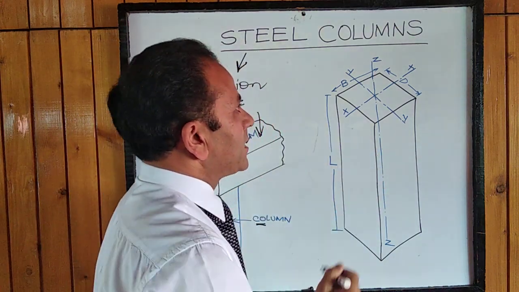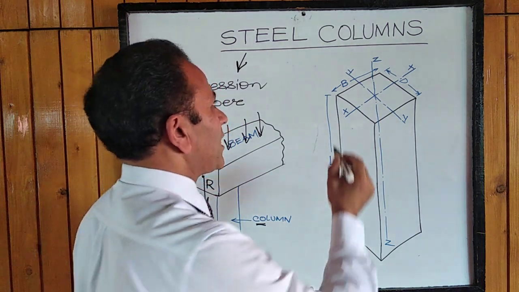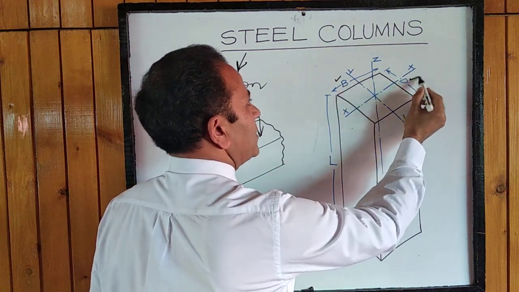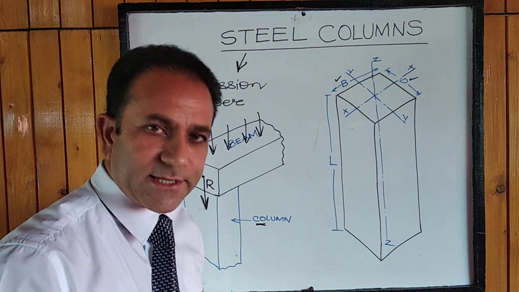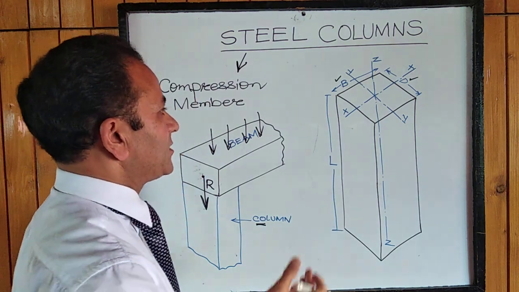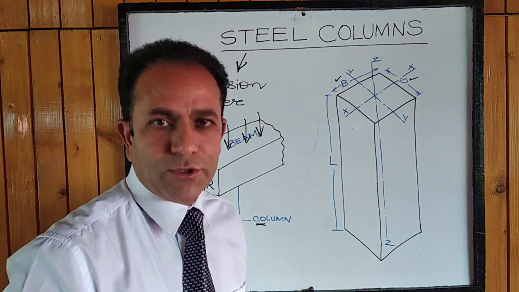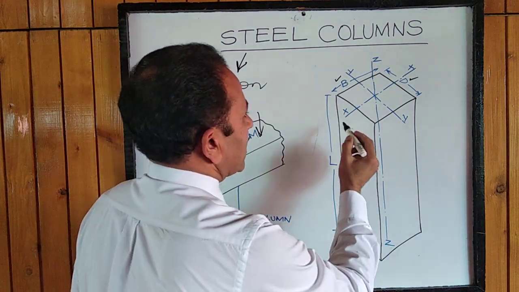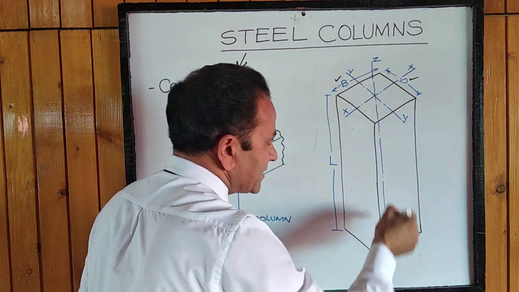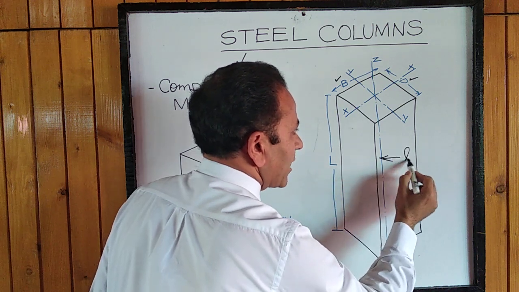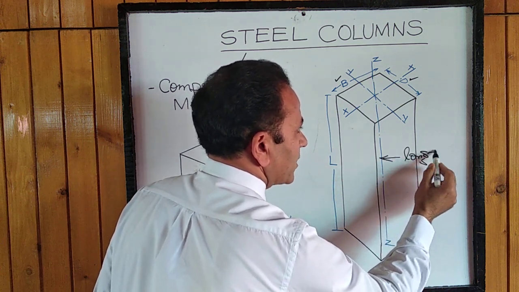Now come to the section of a column. See, there are three dimensions in a column. We have one dimension B, another dimension D. These are the lateral transverse dimensions. This is the length of the column along the height of the building. Then there are three axes, X, Y and Z. The Z axis is the longitudinal axis of the column. This is the longitudinal axis.